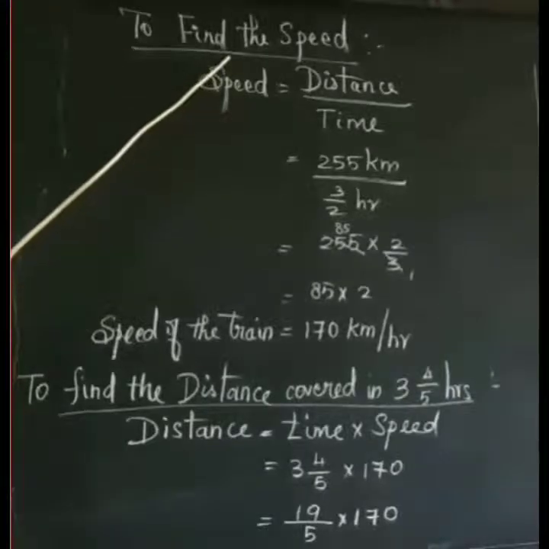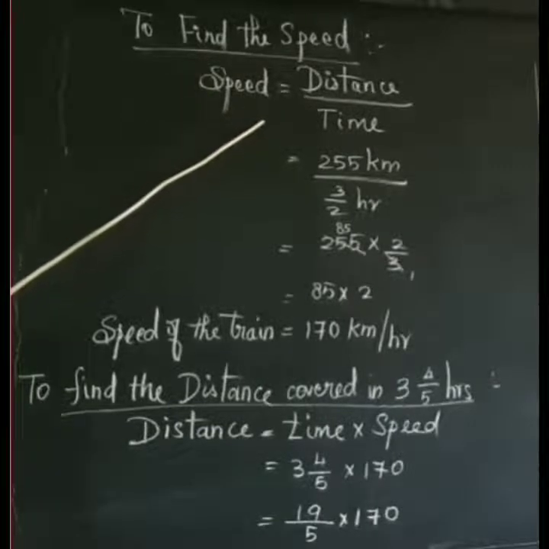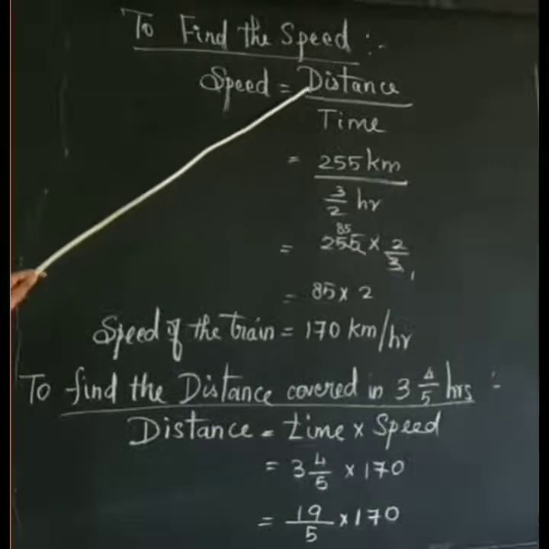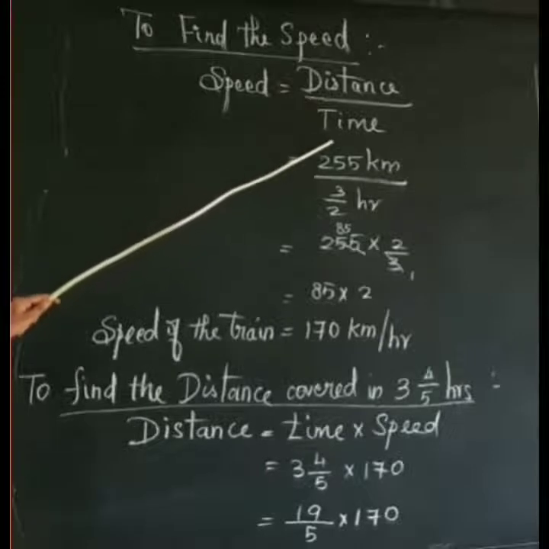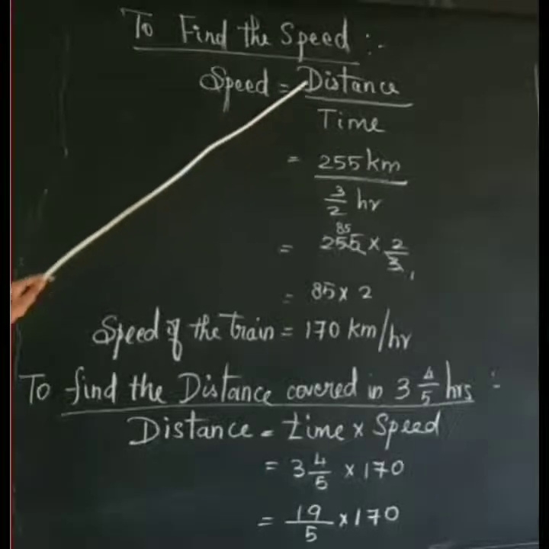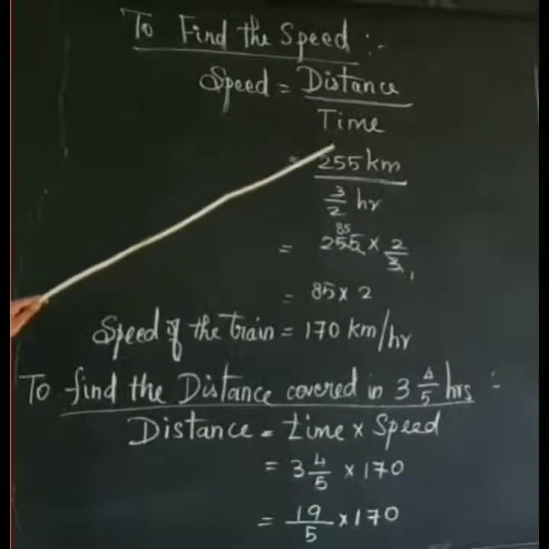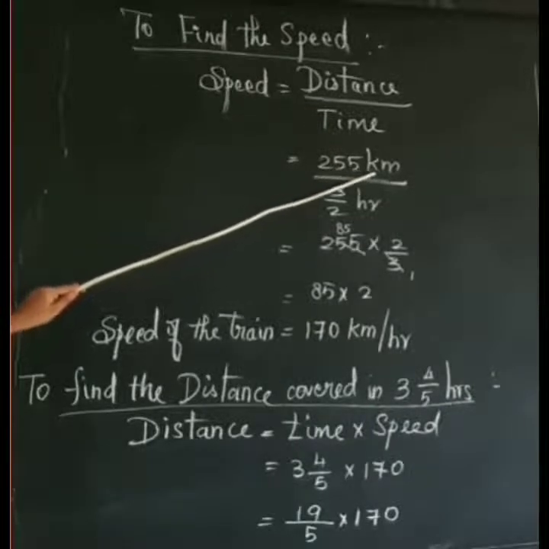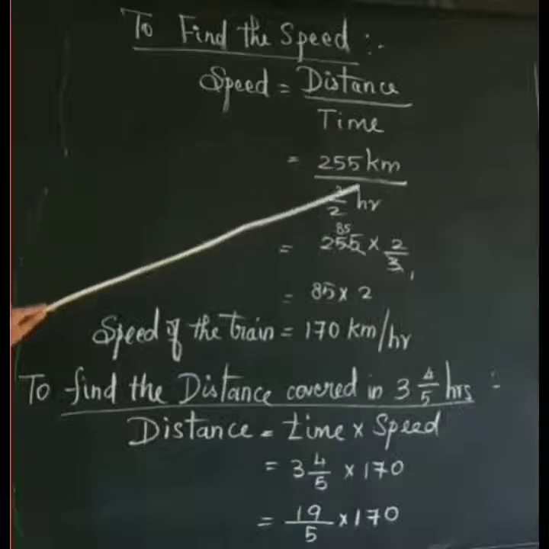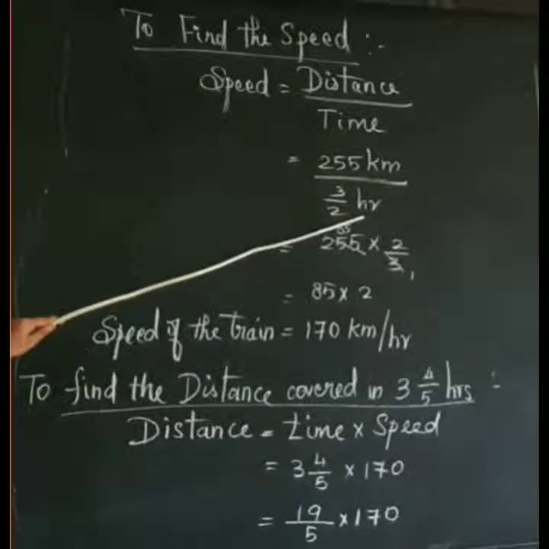Now the first thing you have to find is speed. So what is the formula for the speed? Speed equals distance by time. What is the formula for speed? Equal to distance by time. So the distance is nothing but 255 km and the time is nothing but 3/2 hours, isn't it?